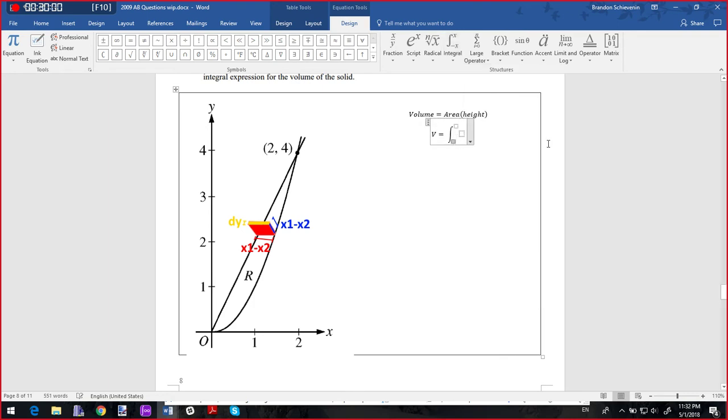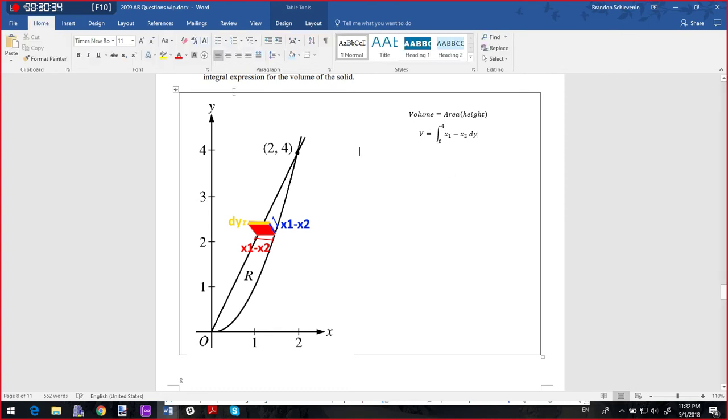Now this is in terms of y, so I'm looking at y values this time, not x values. This is as y changes from 0 to 4, of my x values of the function, so that's x sub 1 minus x sub 2 dy, where x sub 1 is this far rightmost equation, and x sub 2 is the leftmost equation. Okay, so that's going to give me this.